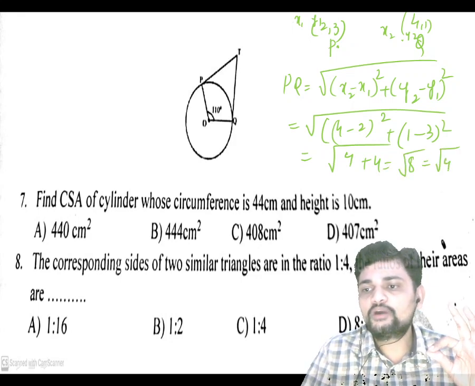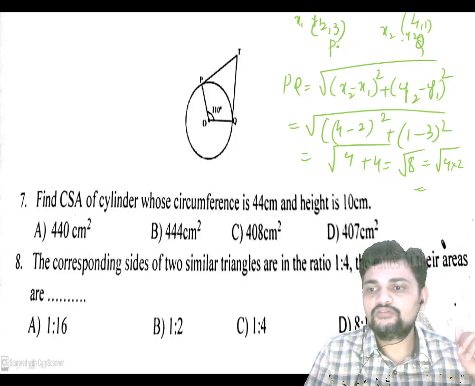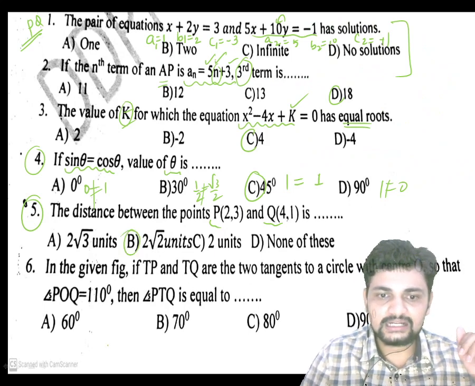8 can be written as 4 into 2 because 4 is a perfect square. I will take it outside the square root. So we get 2 root 2 is the answer. So option B is correct in fifth question.